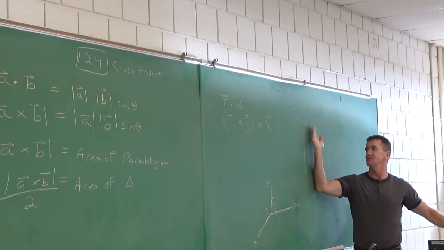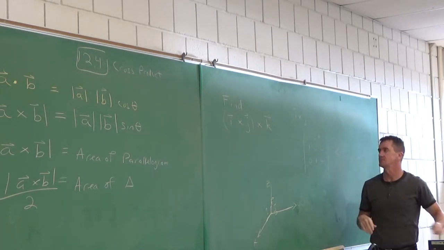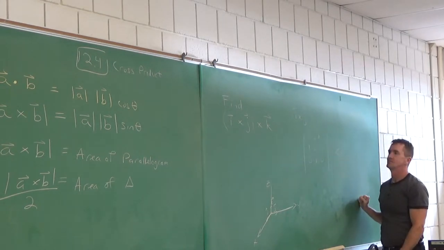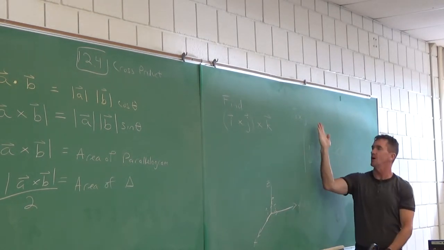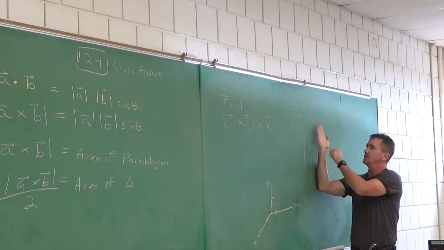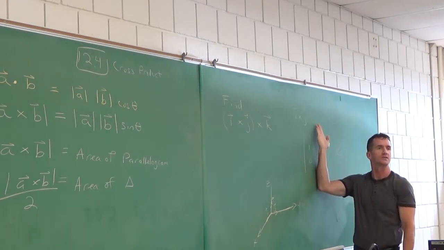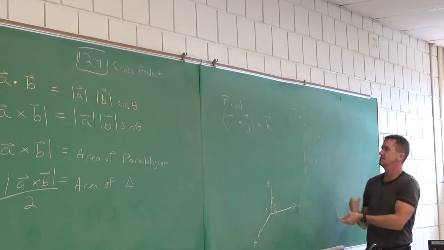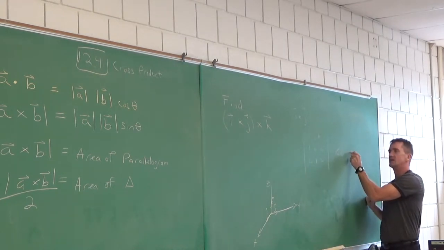Wipe that out. 0 minus 0 is? 0. Boom. Do the second component, but don't forget to change the sign. 1 times 0 minus 0 times 0, change the sign. 0. I'm just doing AD minus BC. 0 minus 0 is? 0.